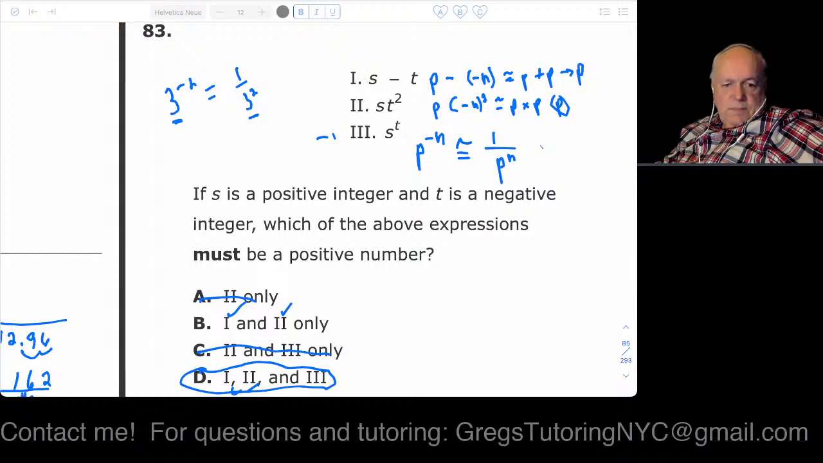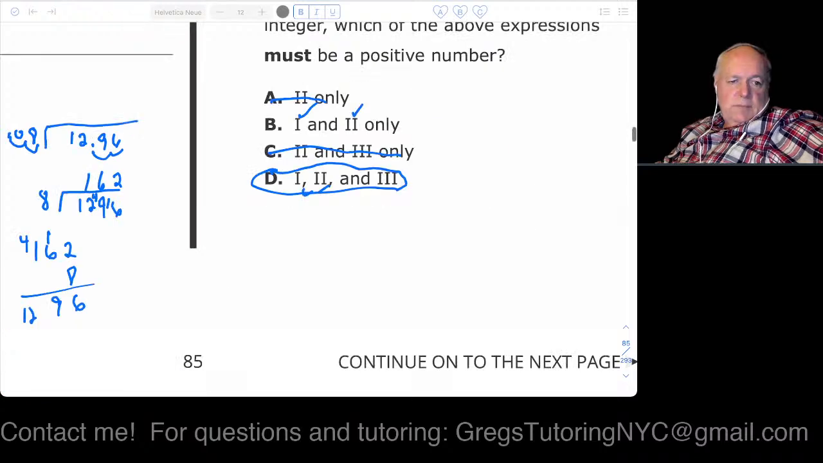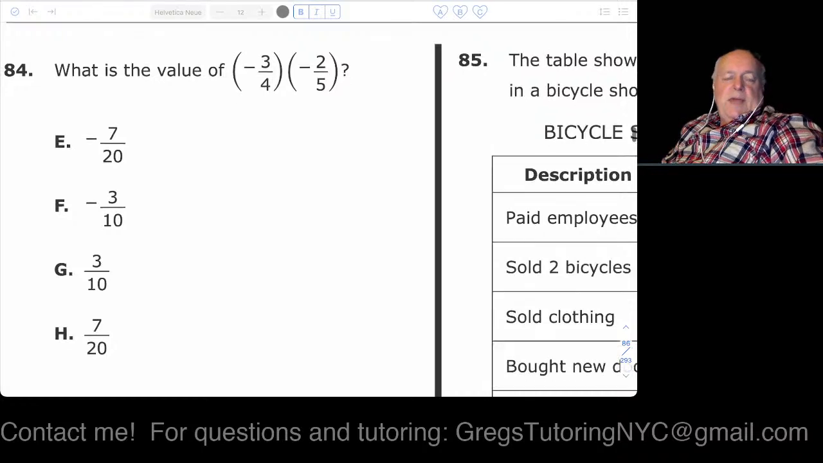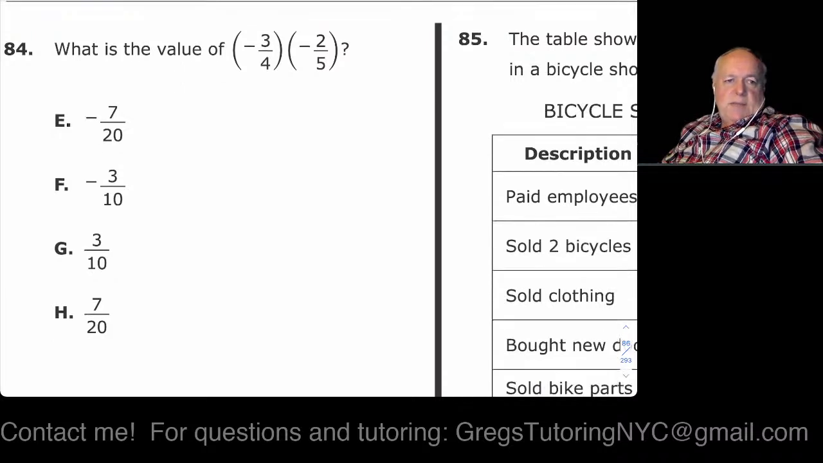So let's start this up. We did 83, so we're up to question 84. And this is just multiplication involving two negatives. So basically what is being tested here is a negative times a negative equals a positive. So if we just multiply those out, we get 6 over 20 divided by 2, we get 3 over 10. So a negative times a negative gives the positive. So we should be getting G.